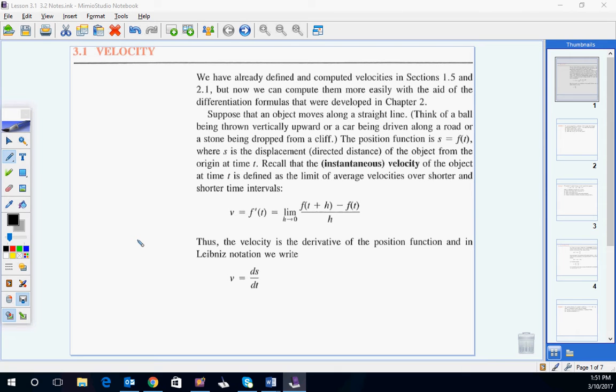We've already defined and computed velocities in section 1.5, so we do know that velocity is essentially the first derivative. In terms of how we're going to set it up, in Leibniz notation, velocity is ds over dt, the derivative of s with respect to time. Because time is the independent variable, it's the same thing as dy dx, but ds dt. So just keep that in mind. Velocity is ds dt, which is the derivative with respect to time.